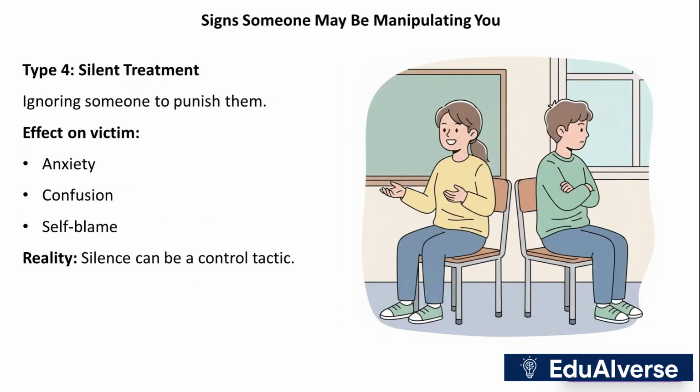Silent treatment is a common manipulation tactic where someone ignores you to punish or control. It can lead to anxiety, confusion, and self-blame. Recognizing this behavior is crucial, as silence can be a powerful control tactic.